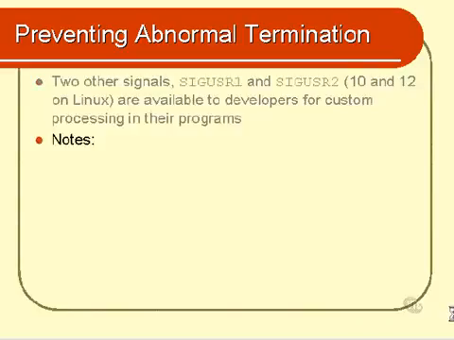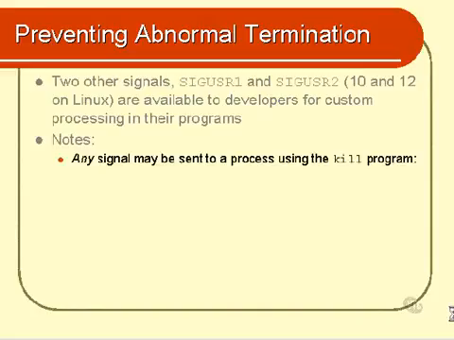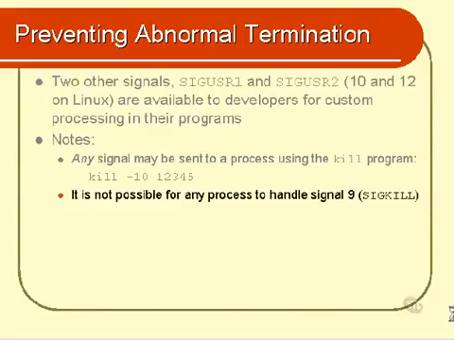Now just a couple of things to keep in mind. Firstly, it's actually possible to send any signal to a process using the kill program. For example, I could send signal 10 to process 12345 just by doing a kill -10. So you can actually simulate various sorts of system events. For example, you could simulate your terminal being disconnected by sending a kill -1 to the particular process that you were involved with.